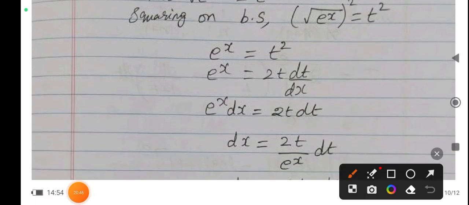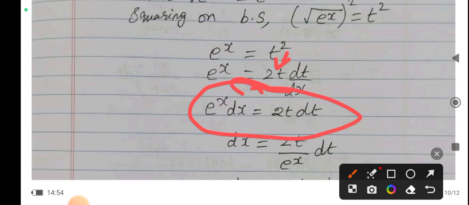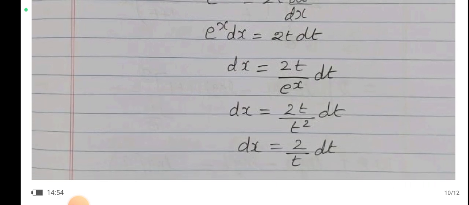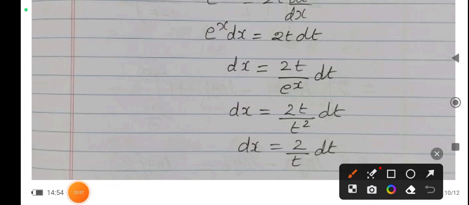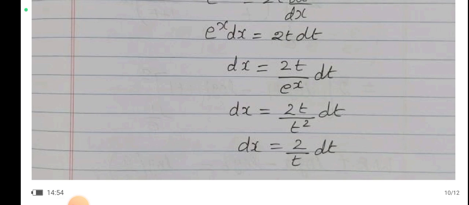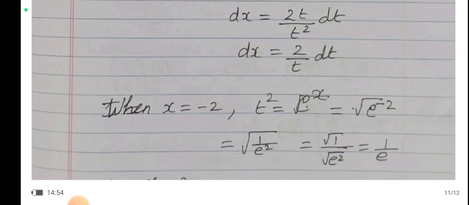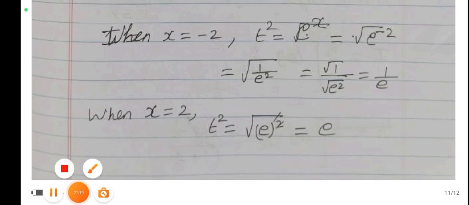Then go for t square differentiation: 2t dt by dx. Division dx goes, it's a multiplication. So e power x dx is 2t dt. Once that is over, apply multiplication: e power x from this division, 2t by e power x. Then e power x value is t square. Then t and t square get cancelled. dx is 2 by t dt. Then hereafter just substitute the x value, for minus 2 and get the t square value.